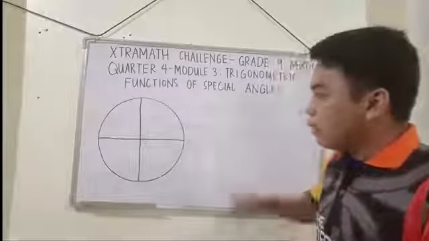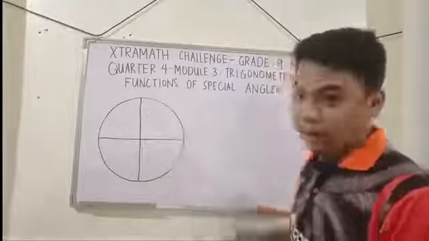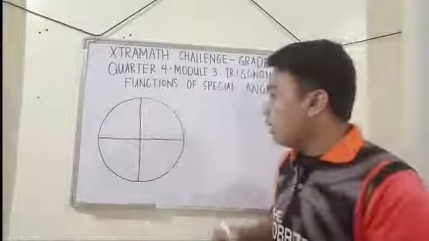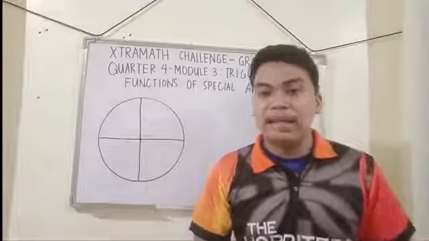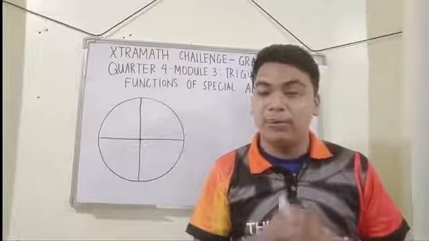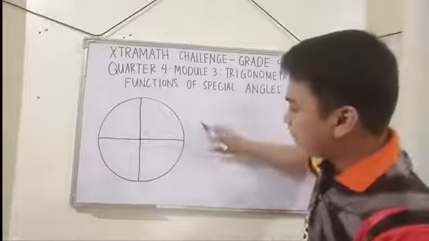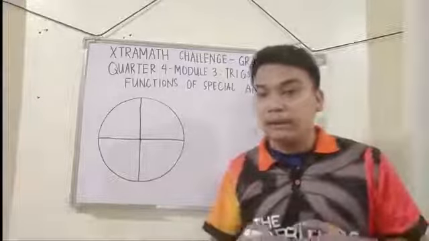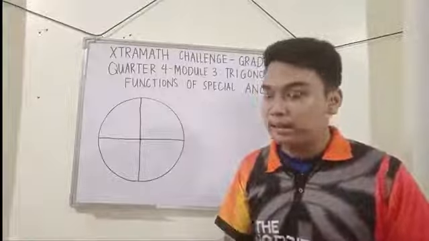First, we are going to draw a Cartesian plane. So, this is the Cartesian plane. Okay? So, this is the origin. And we are going to draw a unit circle. When we say unit circle, that is a circle with a radius equal to 1 unit. As you can see, the unit circle is divided into 4 equal regions, and those regions are what we call the quadrants.